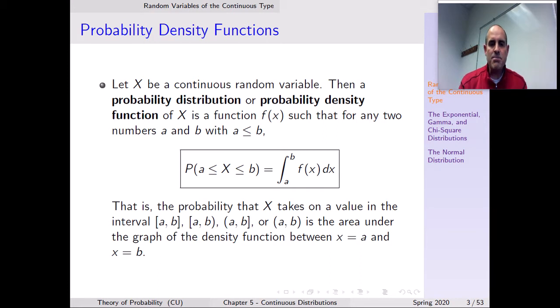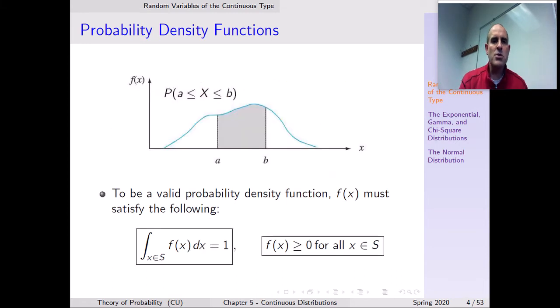The key here is that whether x is on the closed interval from a to b, where x could be equal to a or equal to b, or on the half-open interval, closed at a and open at b, or open at a and closed at b, or just on the open interval from a to b, any of those has the same probability, because being equal to anything has probability 0. So the probability is the integral, which means it's the area under the graph of that density function from a to b. Here's a little picture of what that looks like.